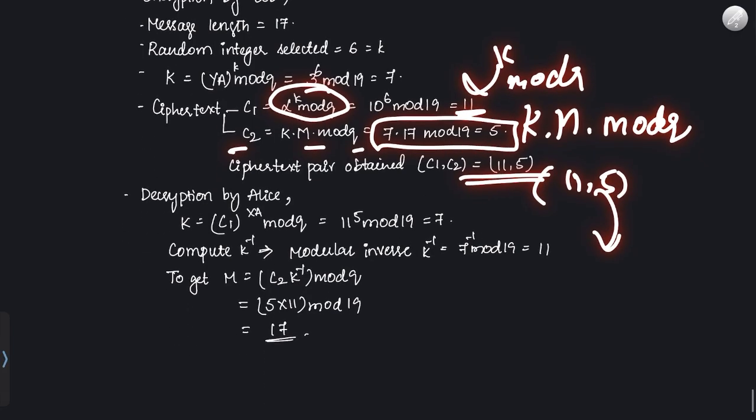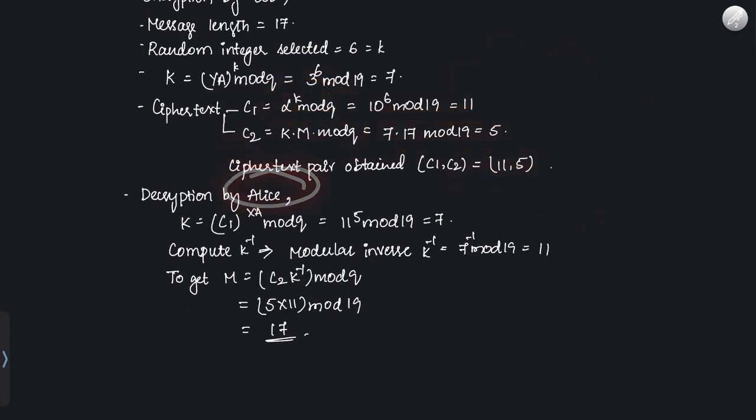This would be received by Alice, and Alice has to perform the decryption process. First she will recover the capital K value.